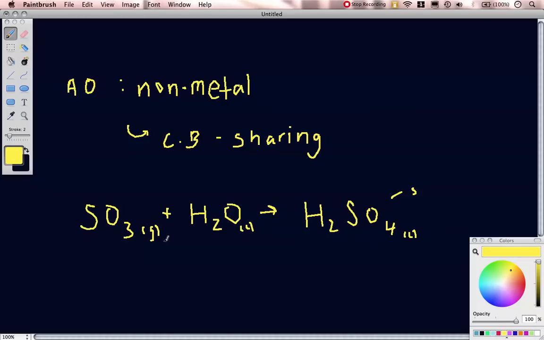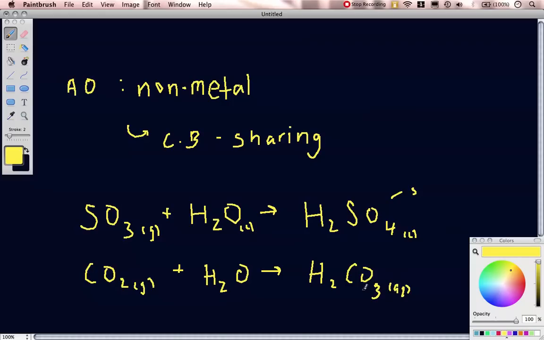Another common non-metal oxide that we could use to demonstrate its acidity is carbon dioxide gas. Carbon dioxide plus water forms H2CO3, which hopefully you guys would remember as carbonic acid, the acid present in soft drinks, and this is a weak acid. So, guys, they're two fairly easy examples.